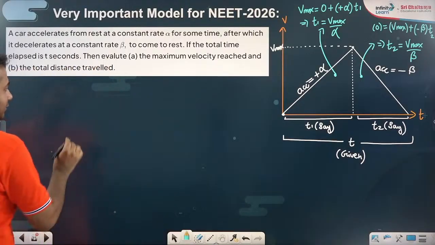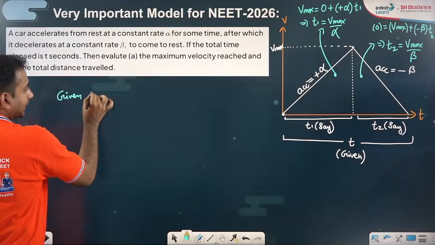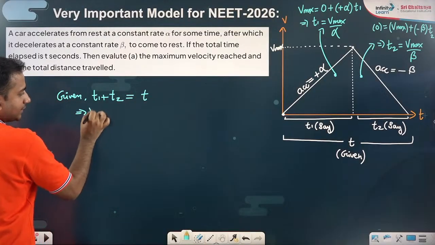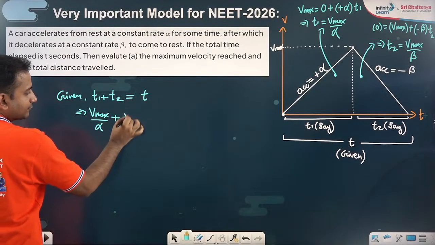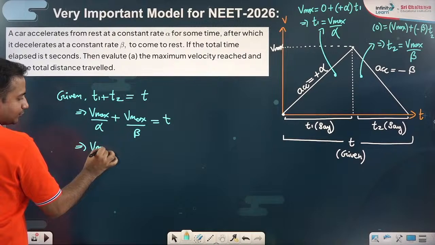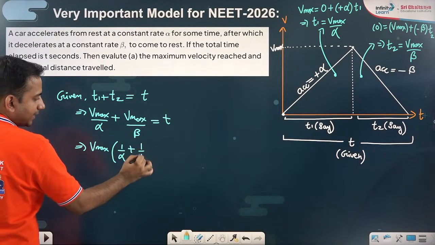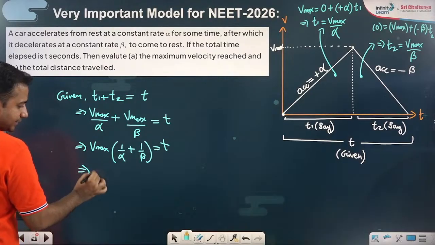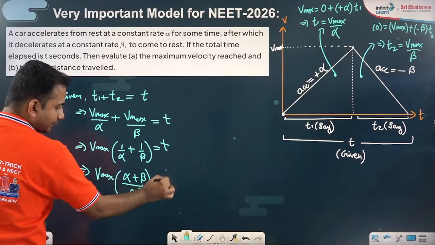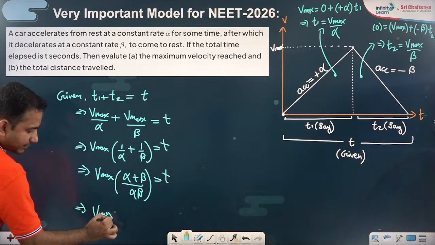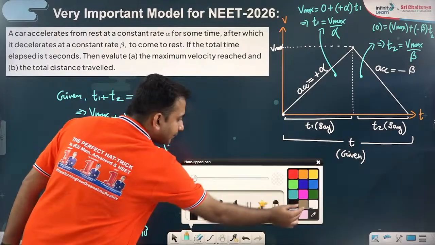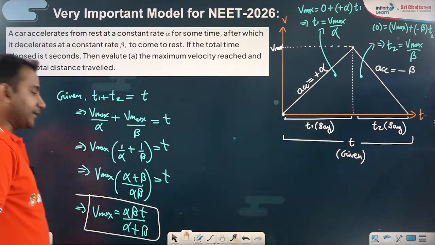Now, it is given in the problem that T1 plus T2 is equal to T, which means Vmax by alpha plus Vmax by beta is equal to T. Taking Vmax common, 1 by alpha plus 1 by beta gives Vmax times (alpha plus beta) by alpha beta equals T. That means the maximum velocity Vmax will be equal to alpha beta T by alpha plus beta.